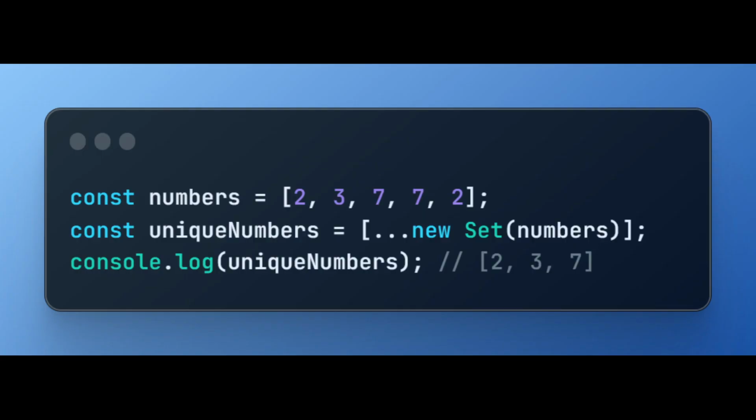To remove duplicate values from an array in JavaScript, you can utilize the Set object and the spread operator. By creating a new Set object and passing the array as its parameter, you can ensure that only unique values are kept. Then using the spread operator, you can convert the set back into an array.